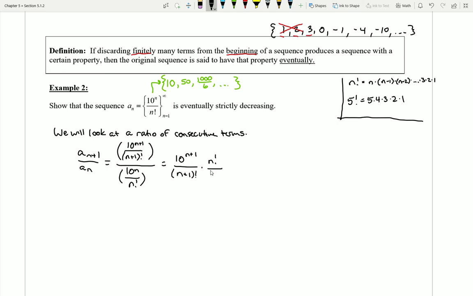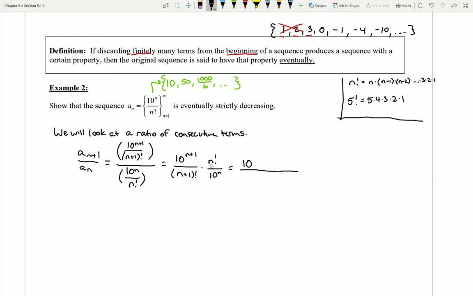So let's see what we have here. Now, the tens seem pretty easy, right? I have n plus 1 tens in the numerator, n tens in the denominator. That's just going to simplify down to a 10 in the numerator. But what about the rest of what I have?